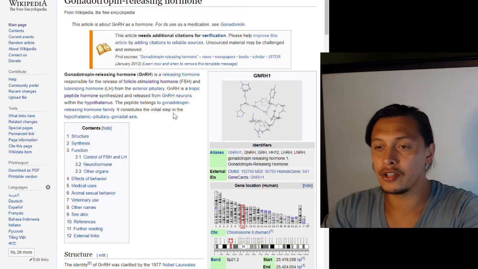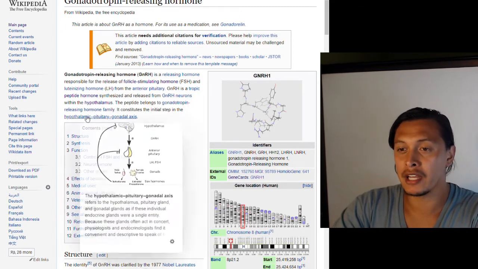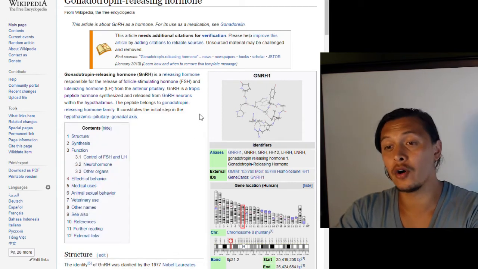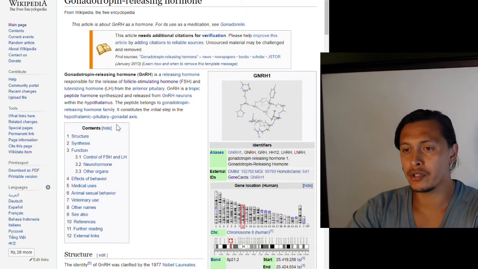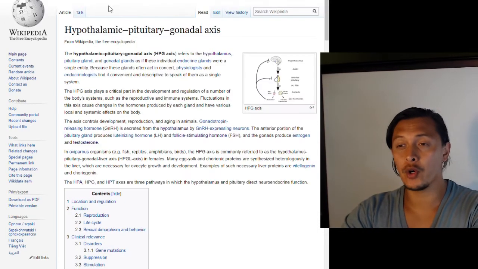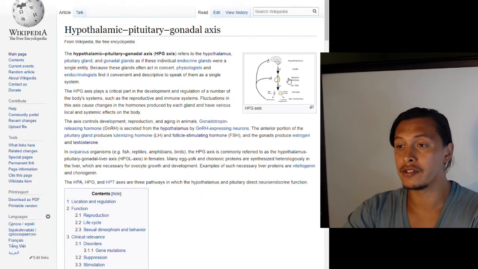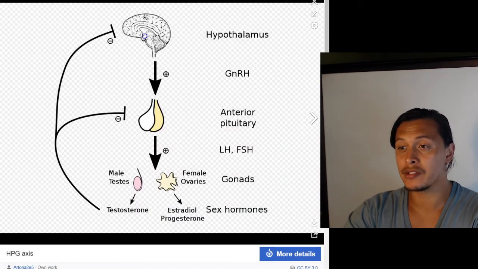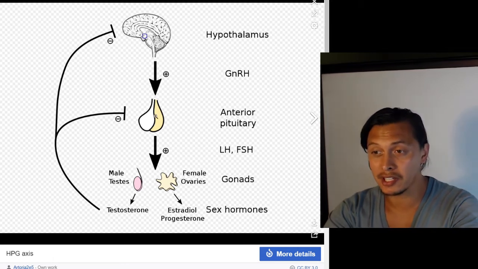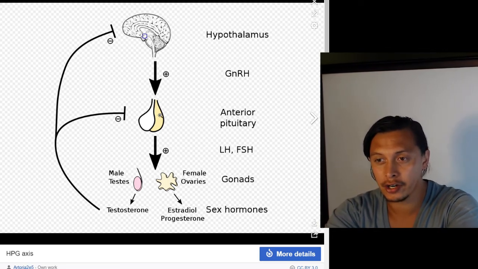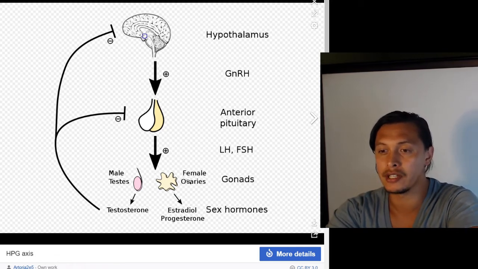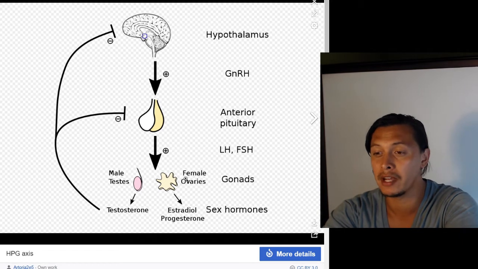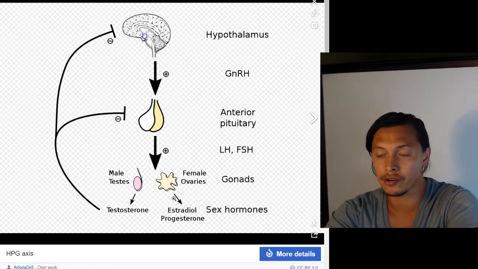So this constitutes the initial step in the hypothalamic pituitary gonadal axis. And so there's a lot of axes of the brain. So you have the hypothalamic pituitary gonadal axis, but there are quite a few other axes that are involved. So this would be an example of this. So you have the hypothalamus will move its gonadotropin releasing hormone into the pituitary, or explicitly the anterior pituitary, and then the anterior pituitary will then release its hormones to the testes, which will result in the testes producing, say, testosterone, or the female ovaries producing estradiol or progesterone, right?